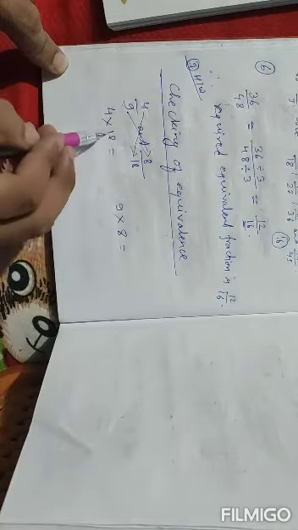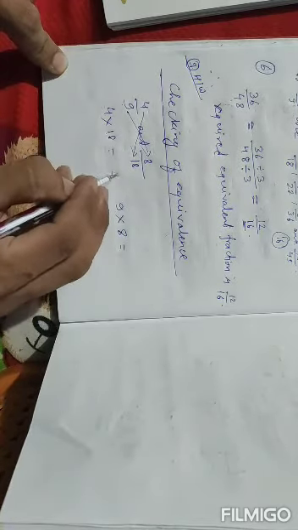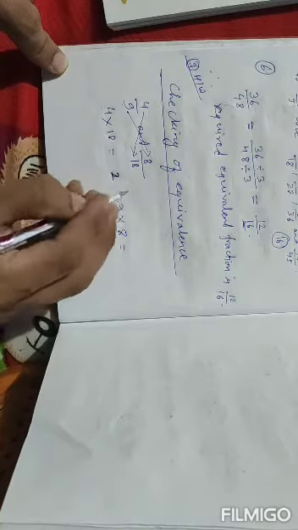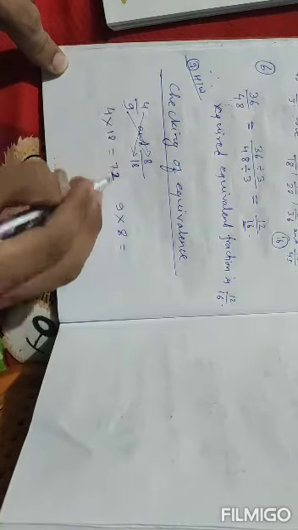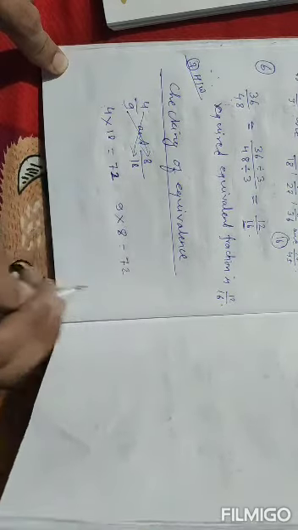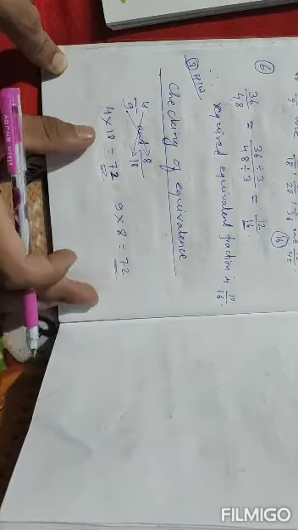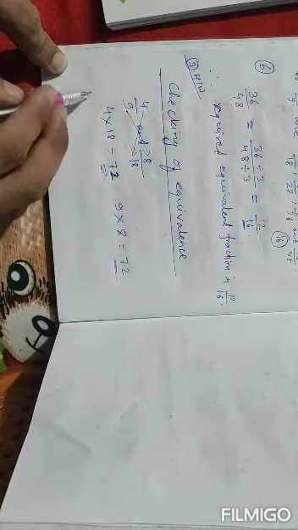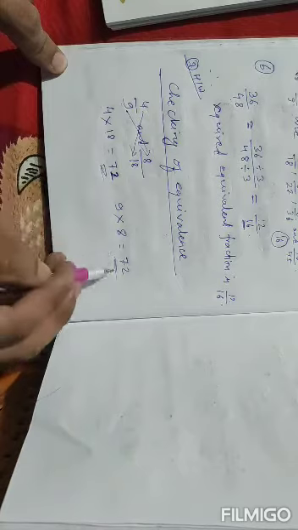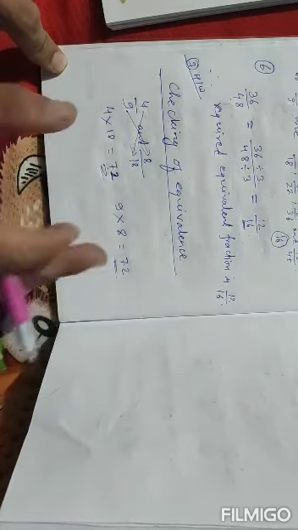So 4 into 18 is how much? 4 8s are 32, and 4 1s are 4, plus 3 is 7, so it's 72. And 9 8s are 72. See, we got the same answer. If we get the same answer, then they are equivalent. You know what an equivalent fraction is, right?